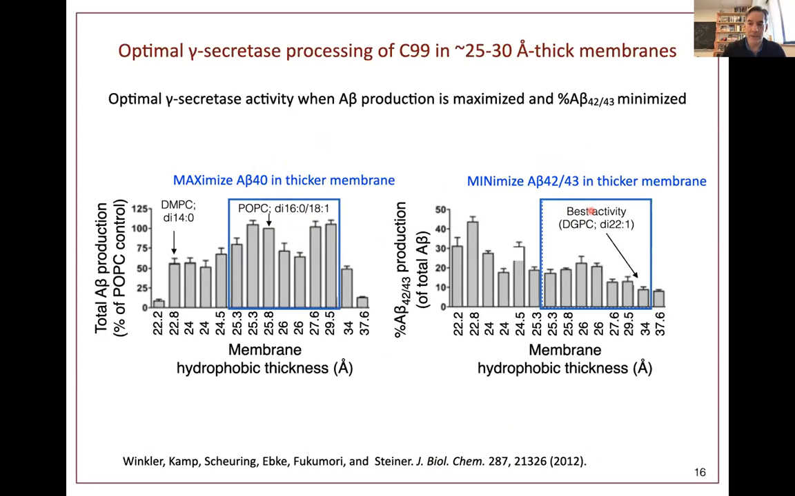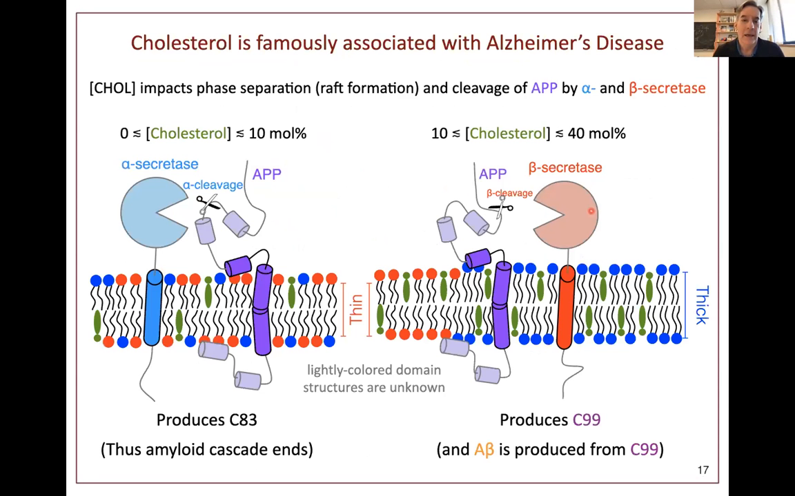which demonstrates a role for the membrane thickness in the C99 processing. And we know that when we're thinking about regions of thicker membrane, this is often associated with the liquid order domains, and the creation of the liquid order domains is something that depends on higher levels of cholesterol.